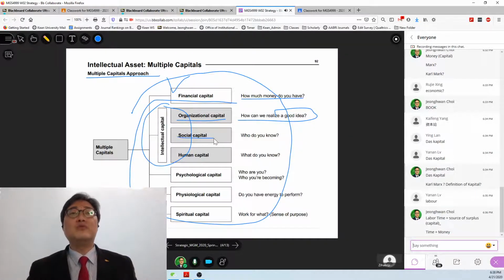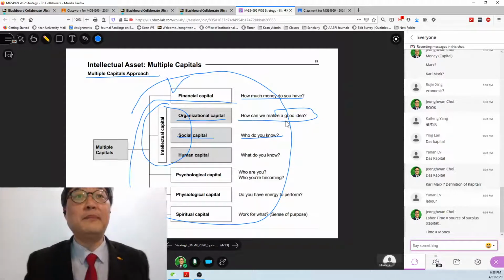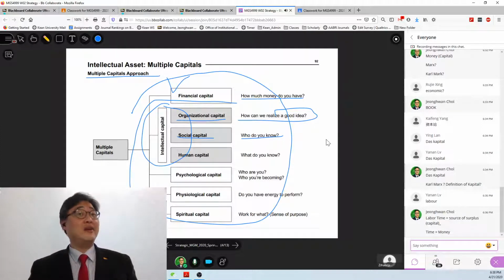Social capital: whom do you know? If you know somebody, maybe you can get some money. That's what we call social capital. Human capital: what do you know? That is a core competency, a competence-related capital. If you know something, maybe you work and make more money. That's human capital. And even though you have these things, what if you don't have psychological capital, like who you are and who you are becoming? If you are not positive, you cannot do anything.